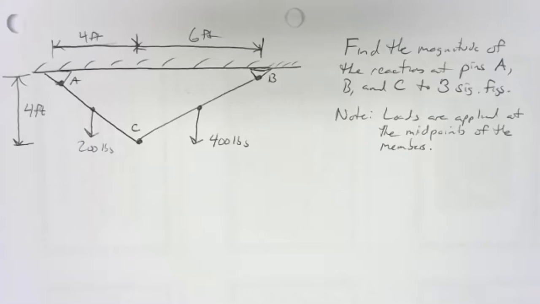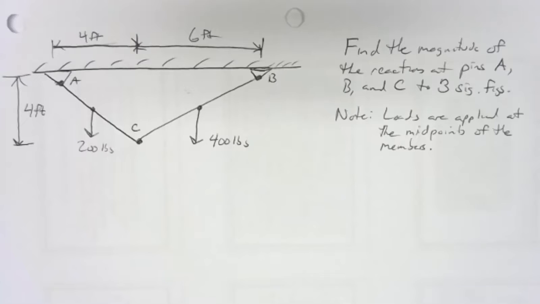So this is some structure hung from a ceiling, and it would be a truss, except for the fact that we're loading up the beams in the middle. So horizontally, that 200-pound force is 2 feet away from A, and vertically, it's 2 feet away from A. And the 400-pound force horizontally is 3 feet from B. So that's in the middle of the member. Can't load a truss like that, but we can load a frame that way.